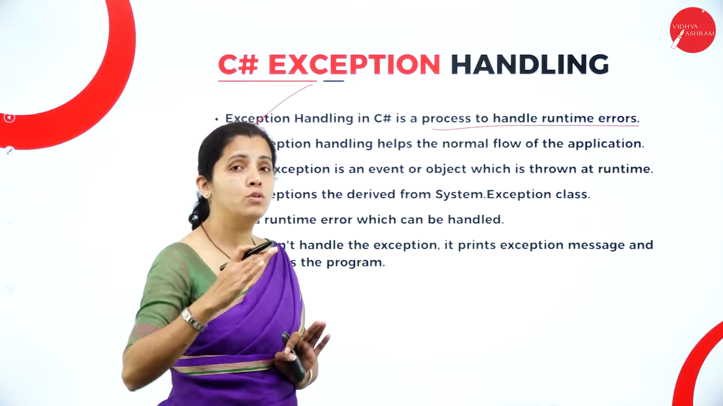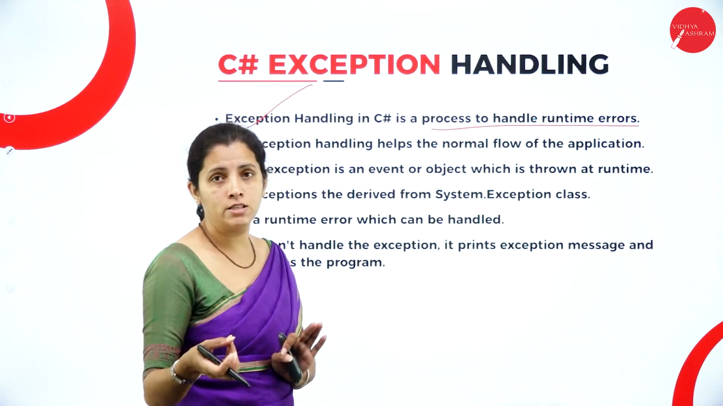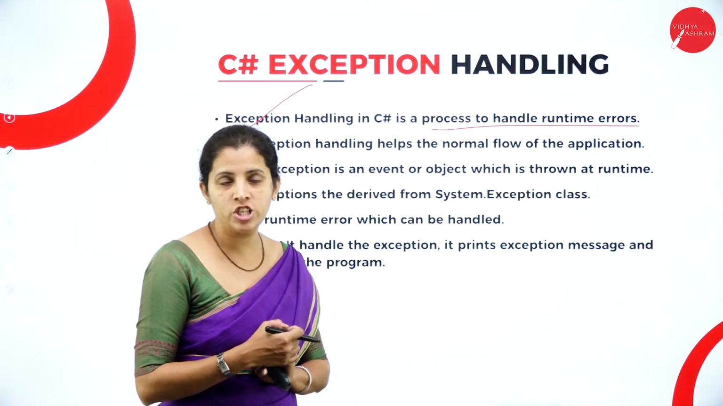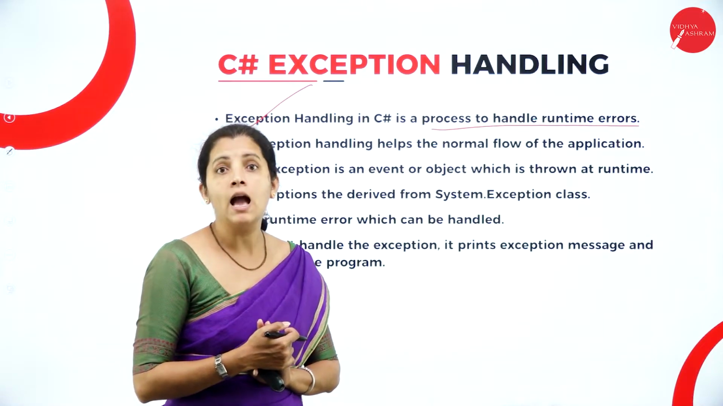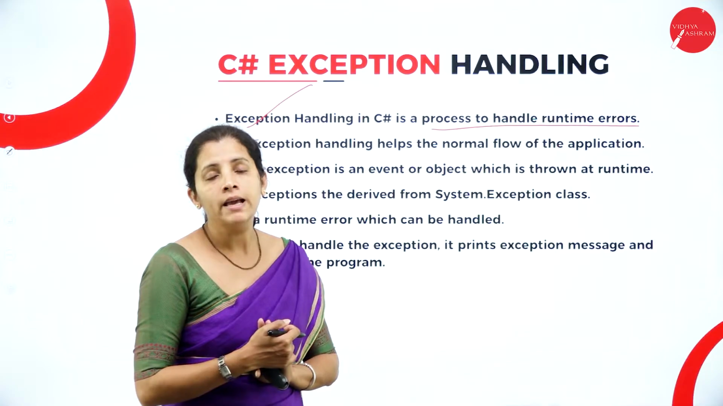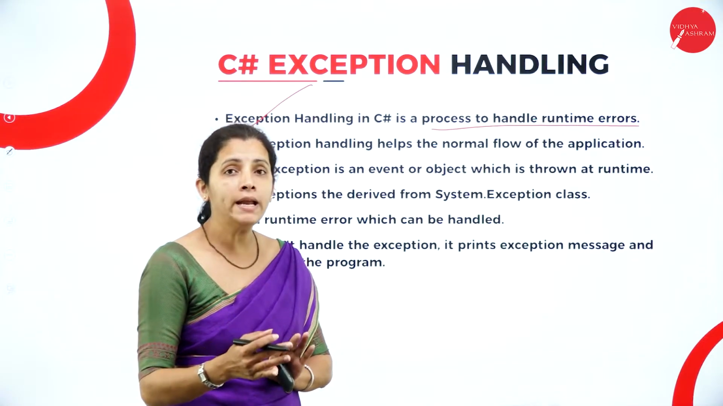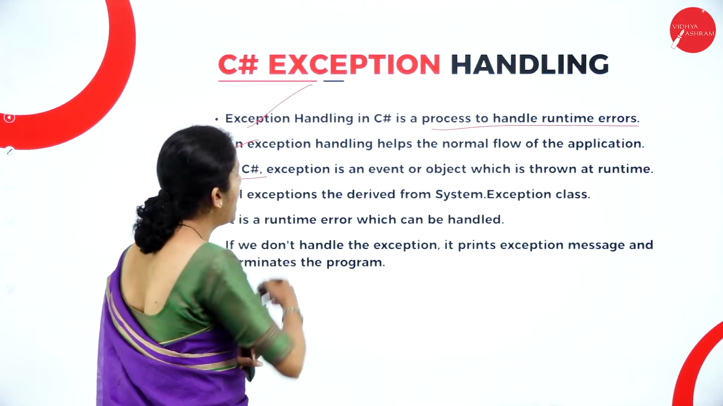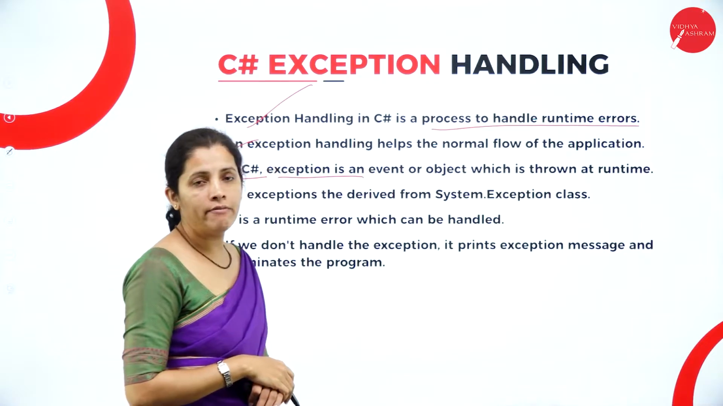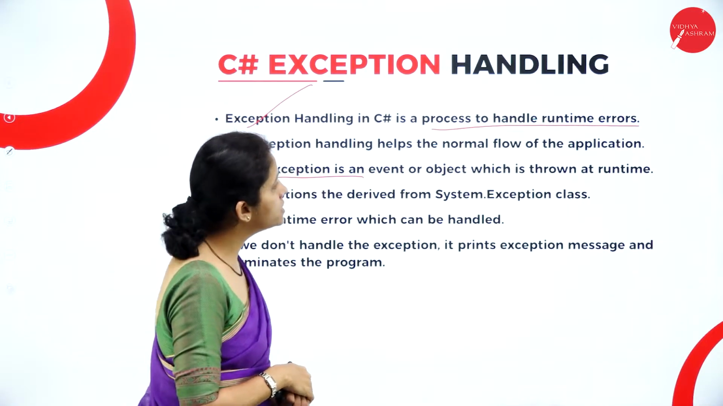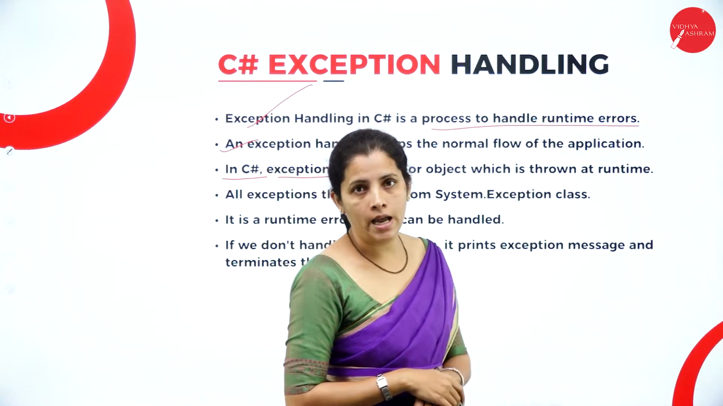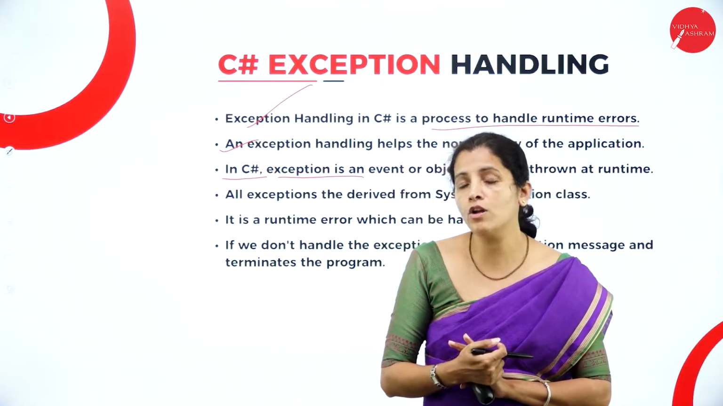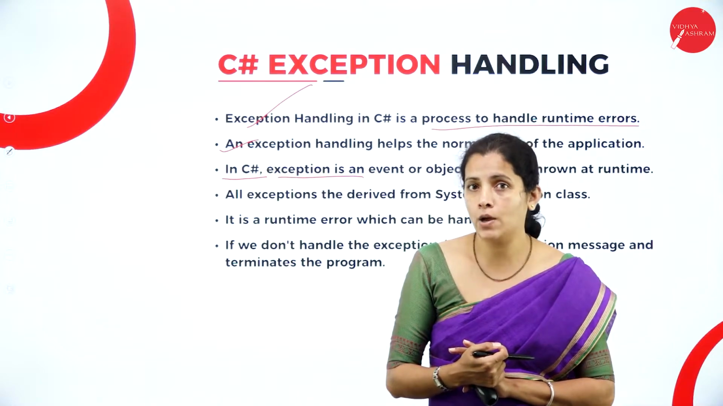But now I want to have the normal flow of execution. For that, I'm going to use exception handling in my C# programming. If I use exception handling, it allows the user to maintain the normal flow of applications. In C#, an exception is an event or object which is thrown at runtime. So dear student, C# is an example of an object-oriented programming language.